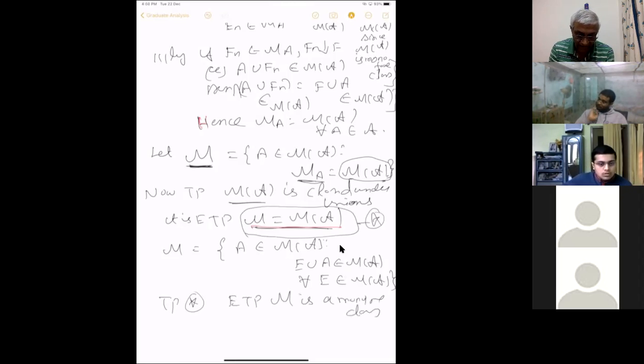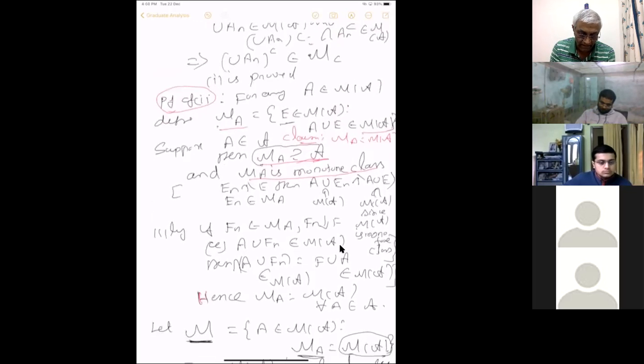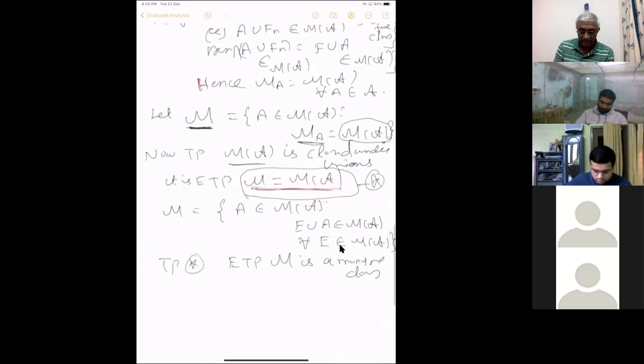We have checked that M of A contains A. That's the first step. We have checked that, it's here. So now it's enough to prove that it's a monotone class which contains script A, so that it should be equal to M of A. So what does it mean to prove it's a monotone class? It's closed under increasing union, and that is just clear, no?